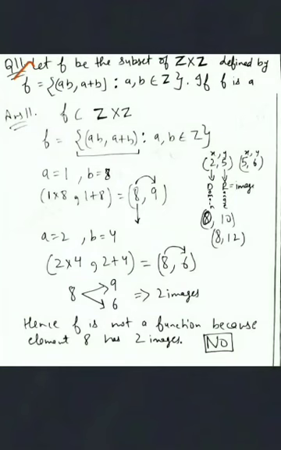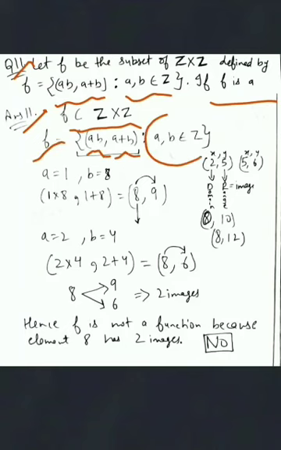See your question number 11. In this question, let f be the subset of Z to Z, defined by f equal to {(ab, a plus b)}, where a, b belongs to Z. Is f a function from Z to Z? Justify your answer. Now let's begin the solution. Function is a subset of Cartesian product. Also we know that. So the given function is (ab, a plus b), where a, b belongs to integer.